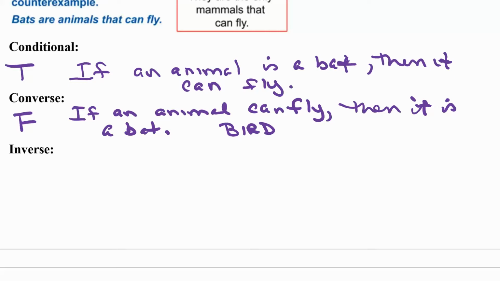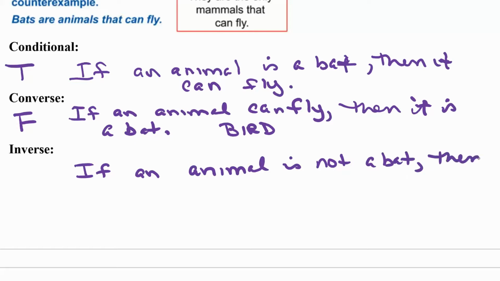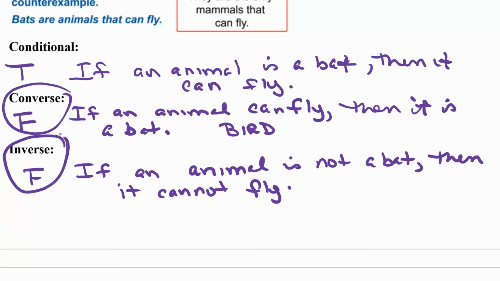The inverse would be that we would not both sides of the conditional. So if an animal is not a bat, then it cannot fly. So I knotted both sides. This one is false again, which the converse and the inverse have to have the same truth value. So that fits. We wrote it correctly. And our counterexample again is a bird.